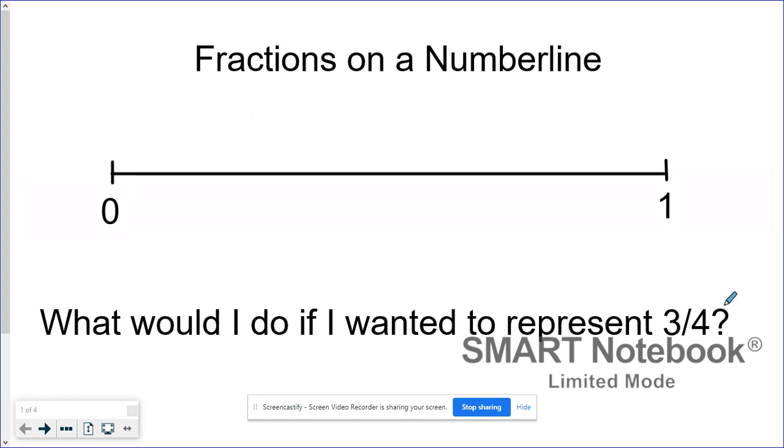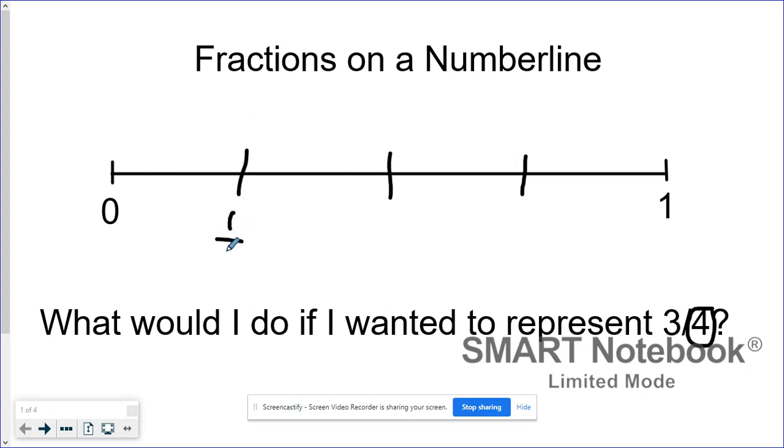Well, my bottom number, or denominator, tells me how many equal parts I should have. So this is a 4. So I should break my line into fourths equally. Let's start there and split it first into halves, then fourths. Okay.